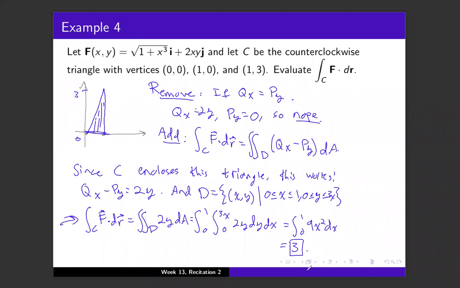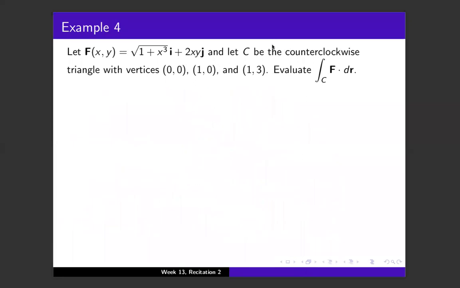Now, can you do this problem directly? I honestly don't know. I really don't know if you can. The problem, you see, is when you get to that diagonal bit, you're going to have to deal with the square root of 1 plus x cubed. And when you deal with that, that's going to be a really, really challenging, maybe even impossible integral to work out. So that's no good. Questions so far? Okay.